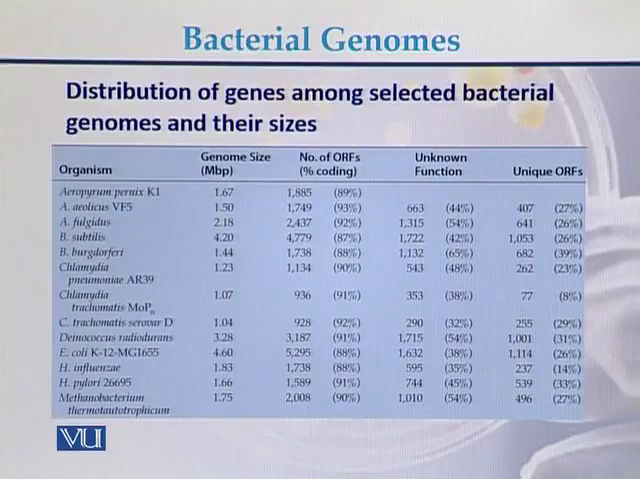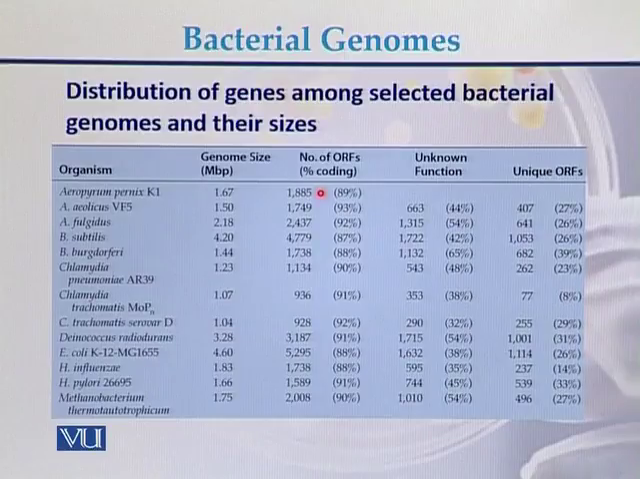This is another example about the distribution of genes among selected bacterial genomes and their size. Here we can see the genome size in MB, in million base pair, and the number of ORFs, and this is the percentage of the coding sequence of the genome. In the first example, the genome is 1.67 megabase pair, and the number of ORFs, meaning the coding DNA sequences, is approximately 1,885, which becomes 89% of the genome. The same applies for other strains of bacteria.